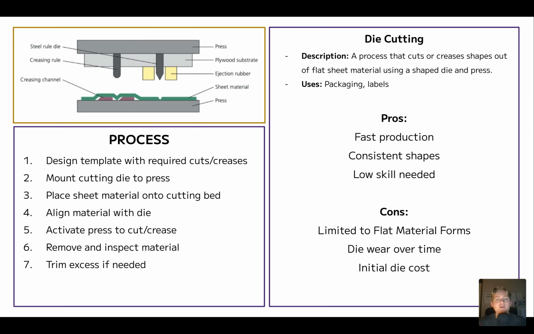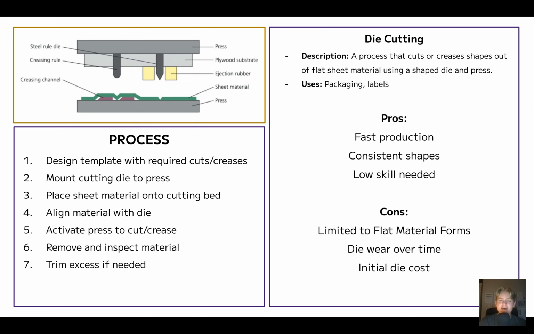So what are the pros of die cutting? Well, it's quite fast. Given that it can be repeated very quickly, so it's suitable for mass manufacture, and it also creates consistent shapes because the die doesn't change shape once used. It's also a very low skill process because you don't really need any worker with particular skill to operate it, and you can also fully automate the process with a computer.